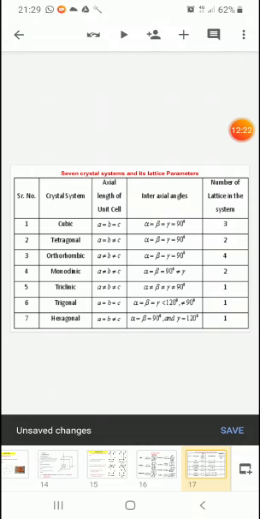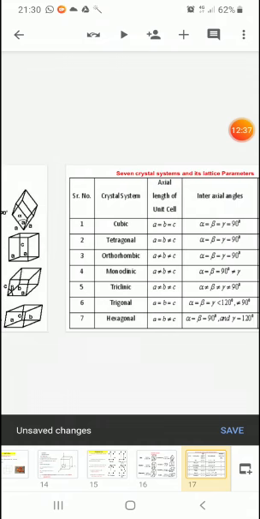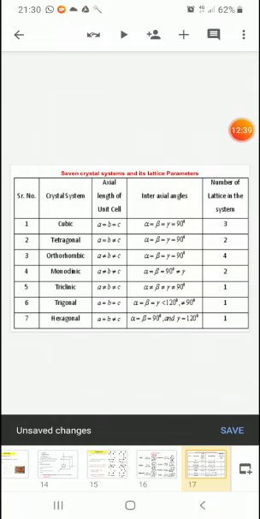The next crystal system is the monoclinic system. In the monoclinic system, the axial lengths of the unit cell are A not equal to B not equal to C, and the angles are alpha equals beta equals 90 degrees, not equal to gamma, and the lattices are 2.